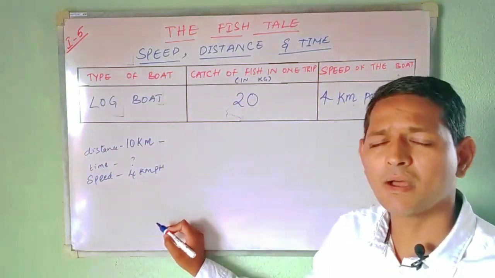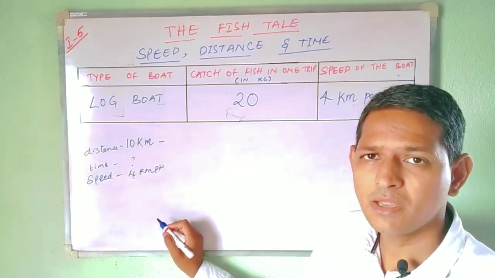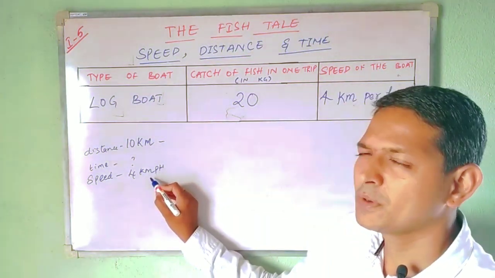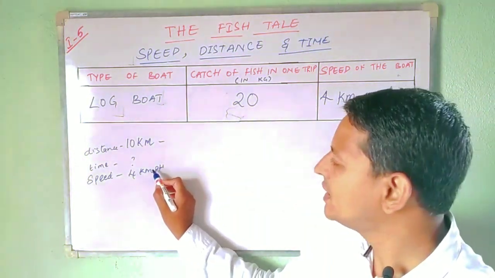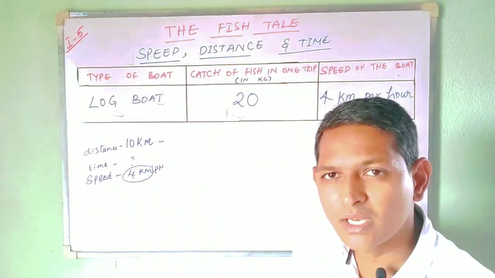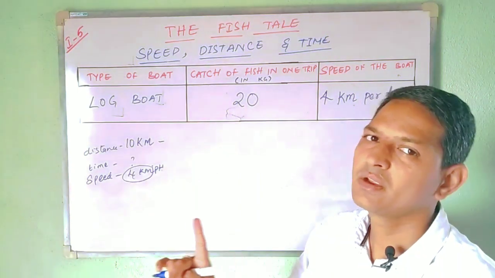4 kilometers per hour ka matlab kya hai? Humne pehle samjha hai ki 4 kilometer per hour ka arth hai ki it covers 4 kilometers in 1 hour. Iska arth kya hai ki wo 4 kilometer ek hour mein cover karta hai.